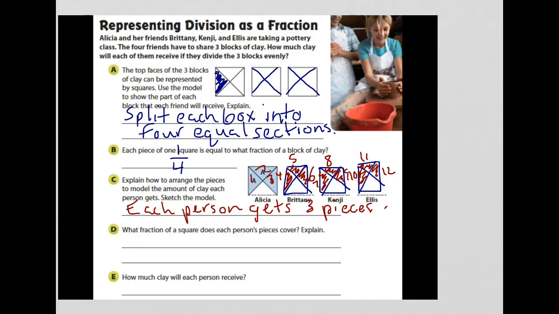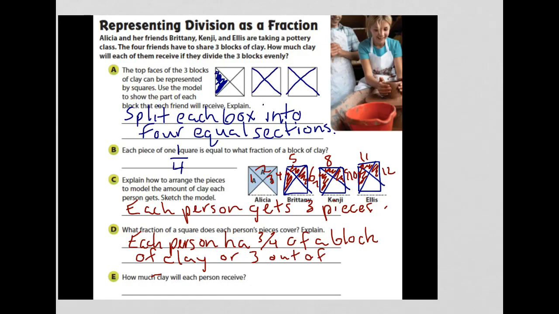What fraction of a square does each person's pieces cover? I know that Alicia, for instance, has 3 pieces out of 4, and then everybody else has 3 pieces out of 4. So each person has 3/4 of a block of clay, or 3 out of 4 pieces.